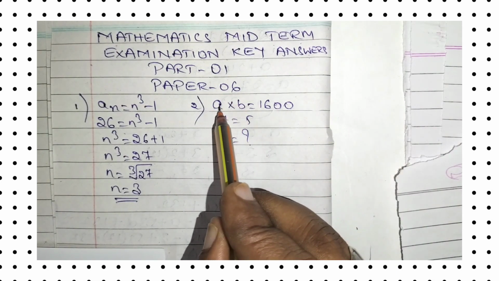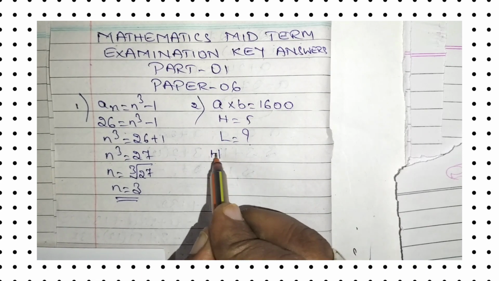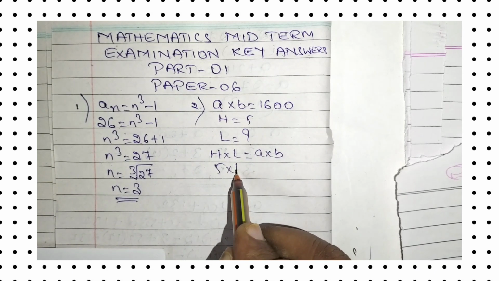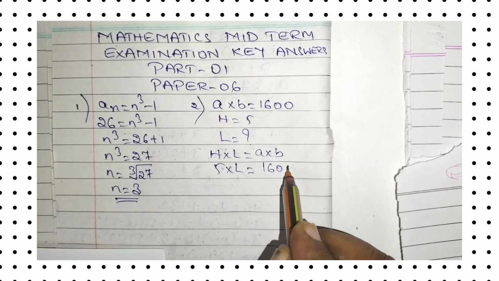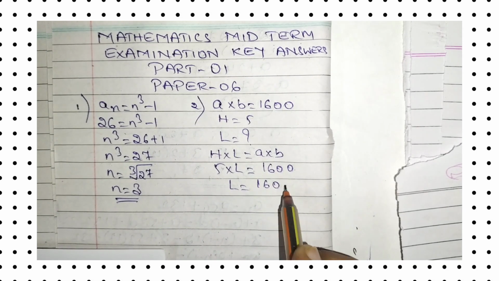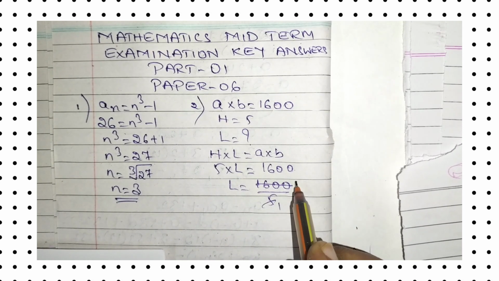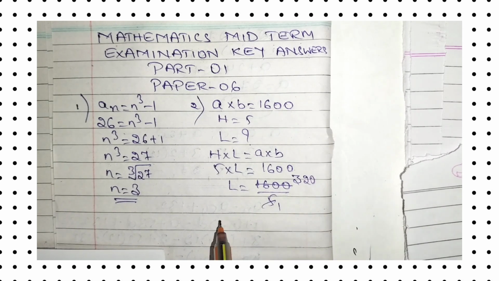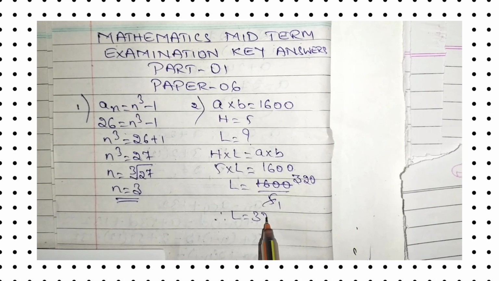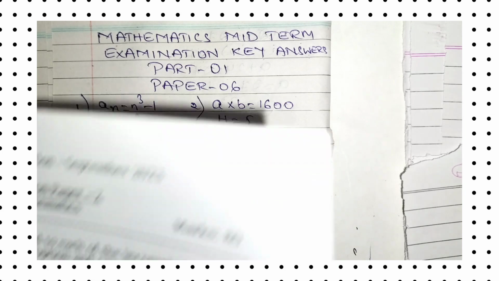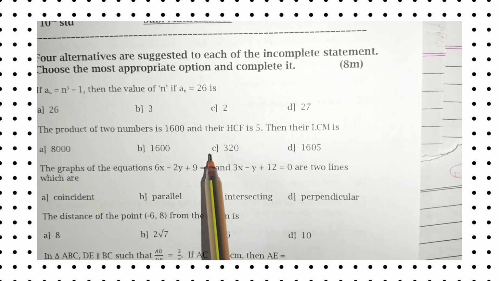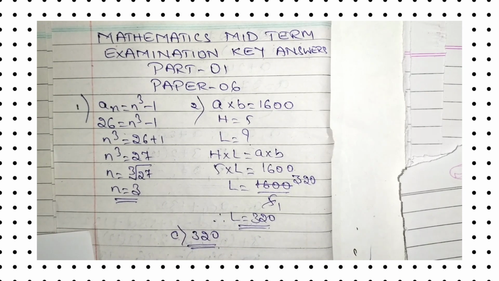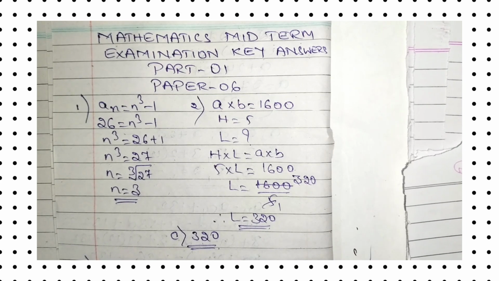What is the relation between product of two numbers, HCF and LCM? H into L is equal to A into B. So, H is 5, into L, we don't know. A into B is 1600. So, L is equal to 1600 divided by 5. 5 ones are 5. 5 threes are 15. 1 carried. It will become 10. 5 twos are 10. Therefore, LCM is equal to 320. So, 320, it is option C. Option C, 320 is the answer for question number 2.